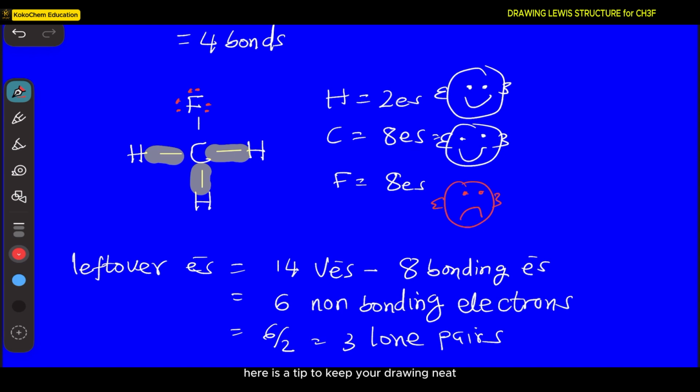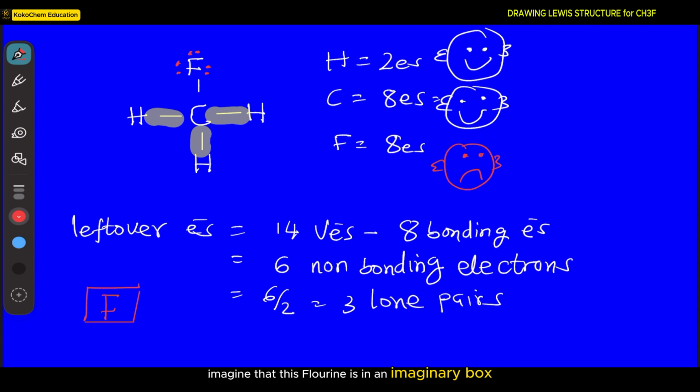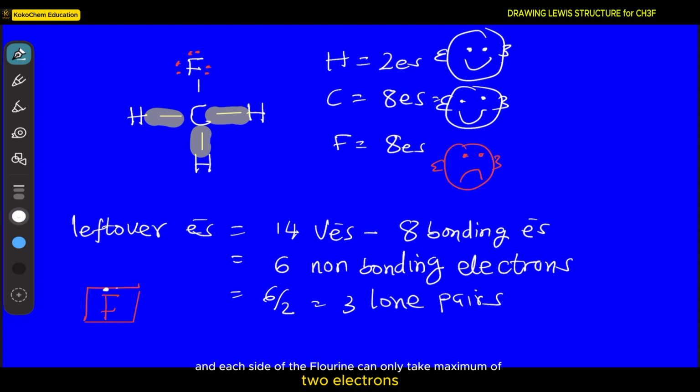Here is a tip to keep your drawing neat. Imagine that this fluorine is in an imaginary box, and then you place the lone pairs around the fluorine, and each side of the fluorine can only take a maximum of 2 electrons.